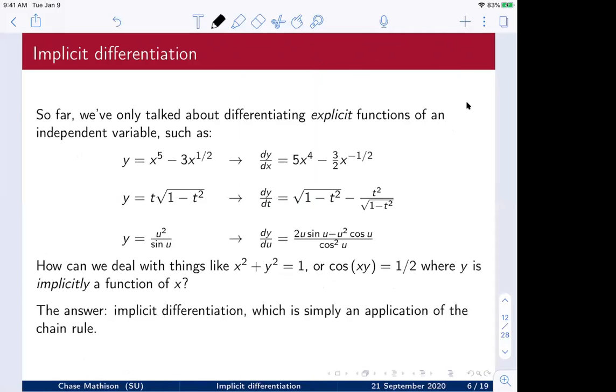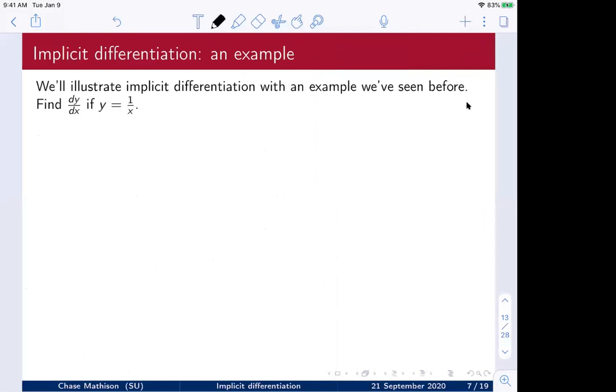So the way we're going to do this is with the chain rule, okay? This is not new technically. Well, it is new, but all we're doing is applying the chain rule to some specific things. So we'll illustrate with an example we've seen before.